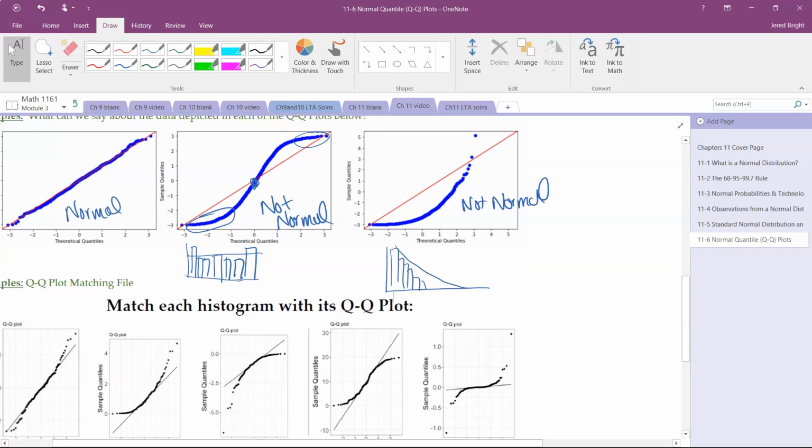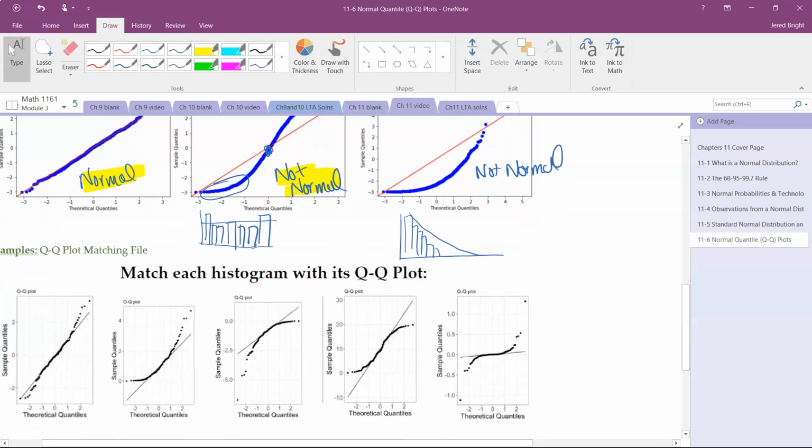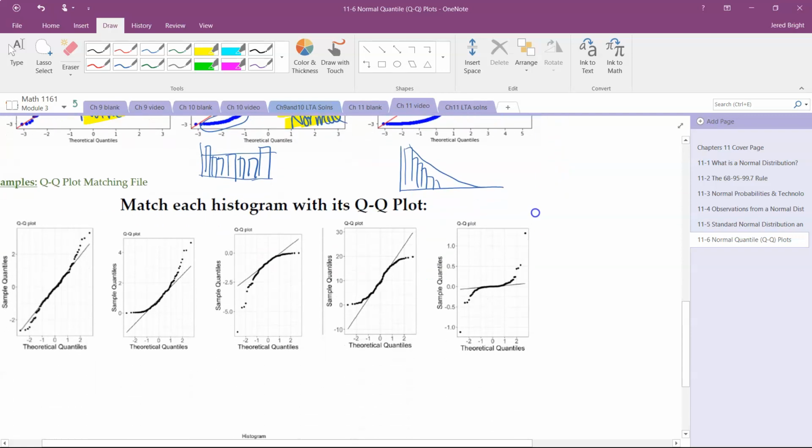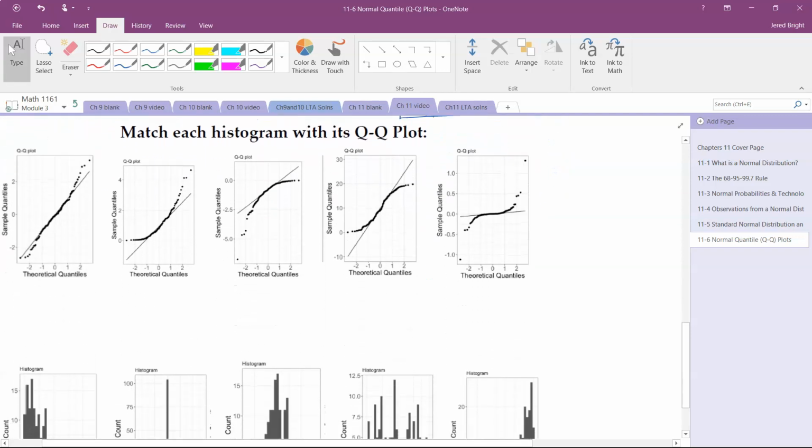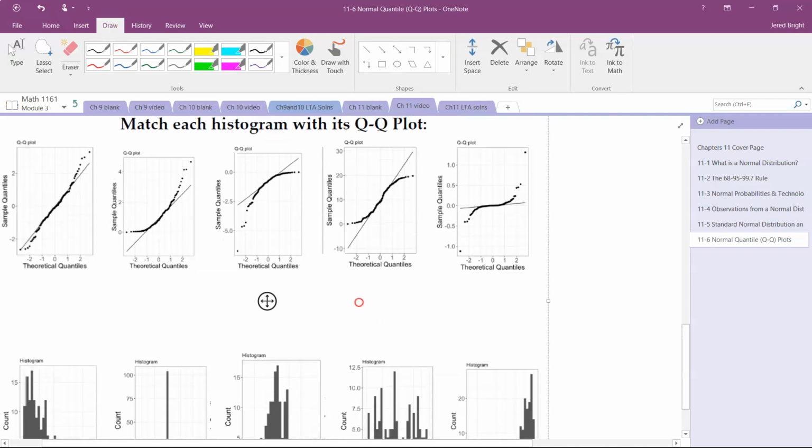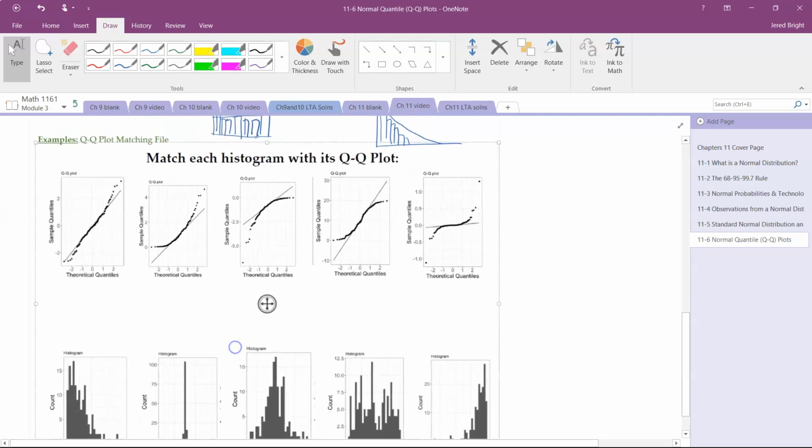So high level, we're mainly concerned with, can you say it's normal or not normal? The histogram is kind of an added bonus. It's an extra step that is not necessary for any exam, but it could be interesting for you to think about. And on that note, there is an extra file available for you where you can match each histogram with its QQ plot.